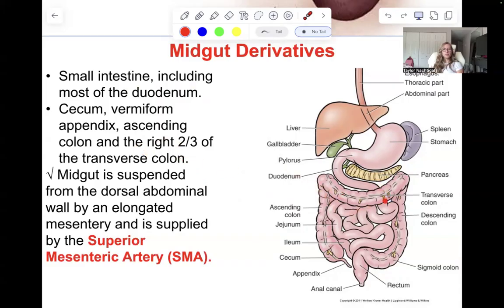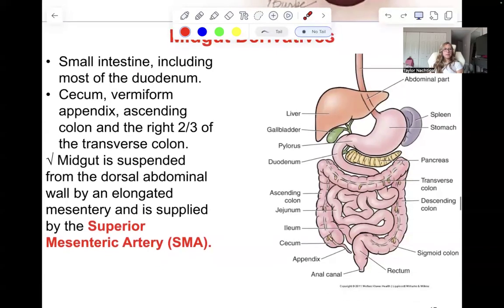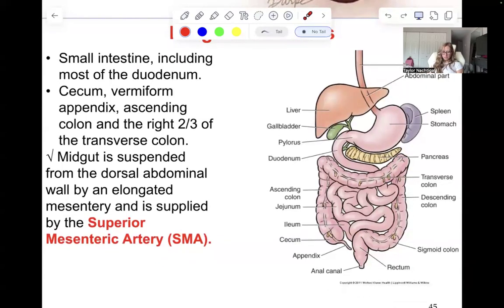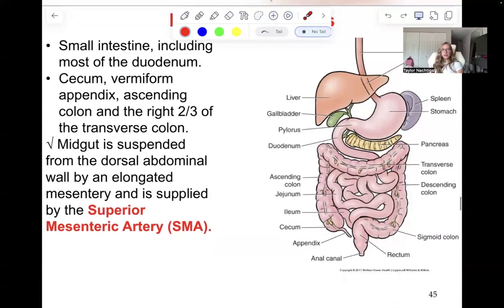It probably stops right about here, which is relevant in innervation. We've seen that before a few times, that this part of the GI tract is separately innervated than the descending colon. The midgut is suspended from the dorsal abdominal wall by elongated mesentery and is supplied by the superior mesenteric artery. The celiac artery is for the foregut, and the inferior mesenteric artery is for the hindgut.